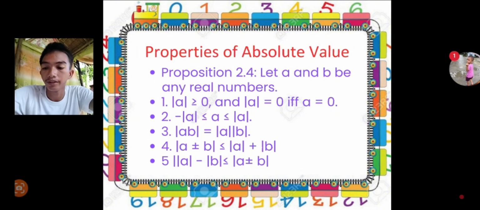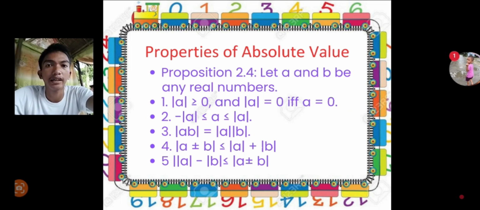Number 2, bounds: negative absolute value of a is less than or equal to a, which is less than or equal to the absolute value of a. The number a is always bounded by the negative and positive absolute value. Number 3, multiplicative property: the absolute value of ab is equal to the absolute value of a times the absolute value of b. The absolute value of the product is the product of the absolute values.